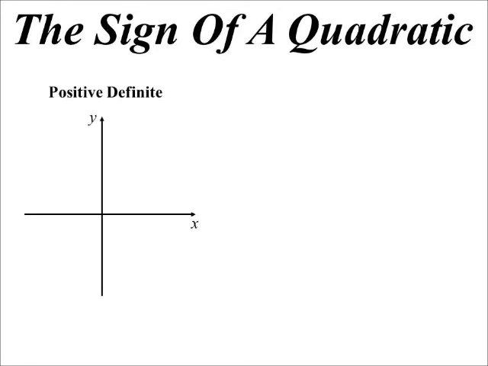So we're going to look at the sign of a quadratic. And what do we mean by that? We can classify parabolas as, and the first one we're looking at here is positive definite. Now the name tells you exactly what we're talking about. What this means is it does not matter what number we substitute into the function, it will definitely give a positive answer.